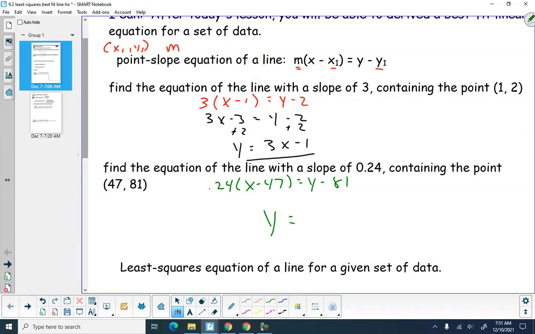Once again, just reliving our fond memories of algebra and determining the equations of lines.